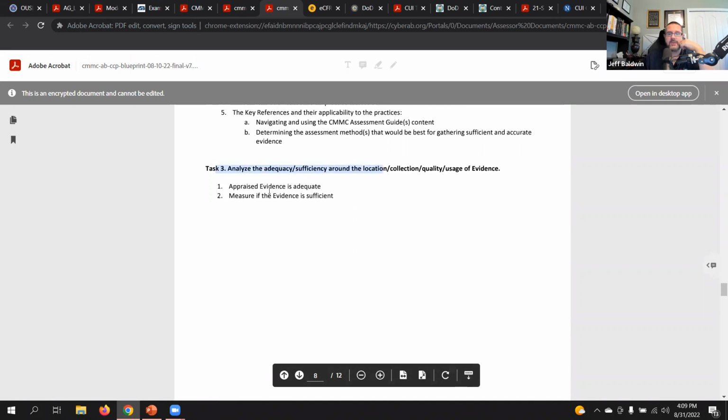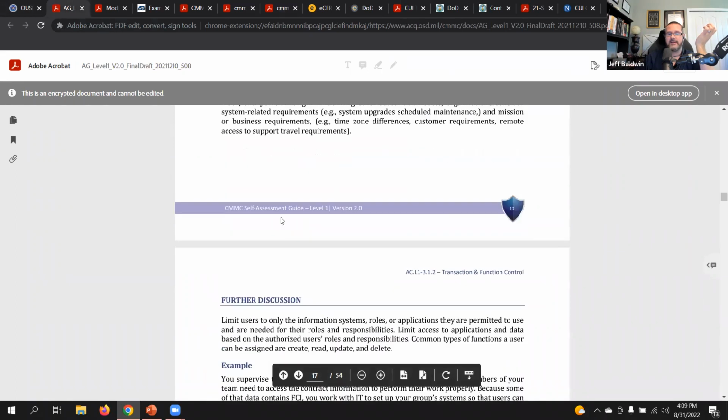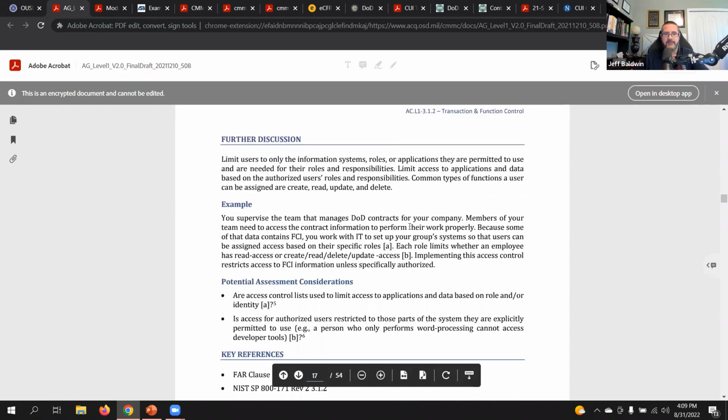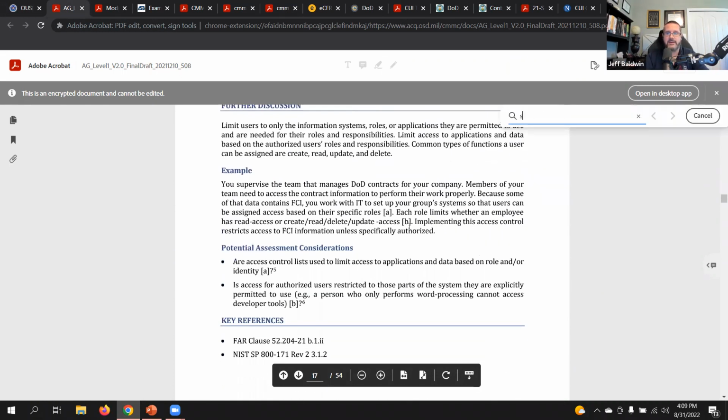Analyze the adequacy and sufficiency. So, is the evidence adequate? Do you have enough adequate evidence? Really, when you're looking at that, what you should be looking for as evidence is these objects. And we can take a look to see if they define sufficiency and adequacy in this document. It's defined in some other documents.